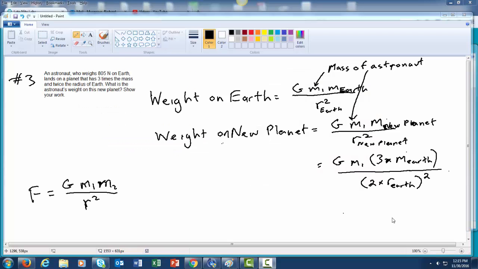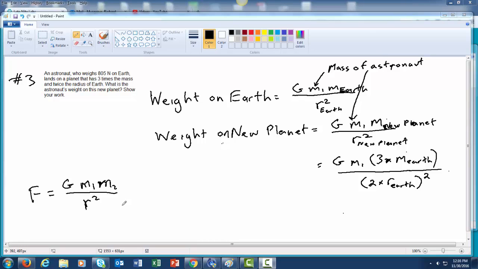I'm going to give you a little bit of guidance here on how to solve this problem number 3. An astronaut who weighs 805 newtons on Earth lands on a planet that has 3 times the mass and twice the radius of Earth. What is the astronaut's weight on the new planet? Show your work.